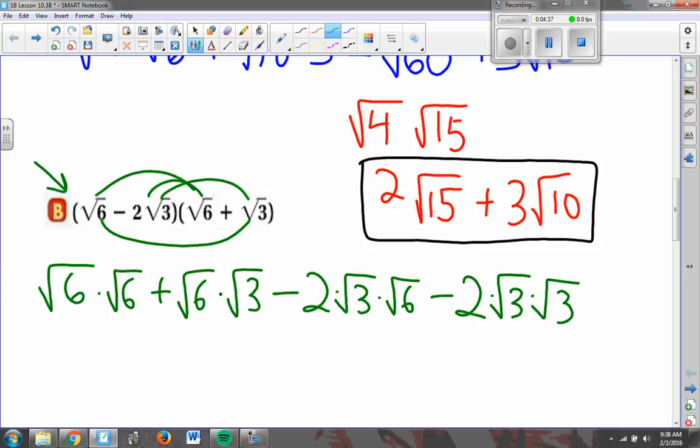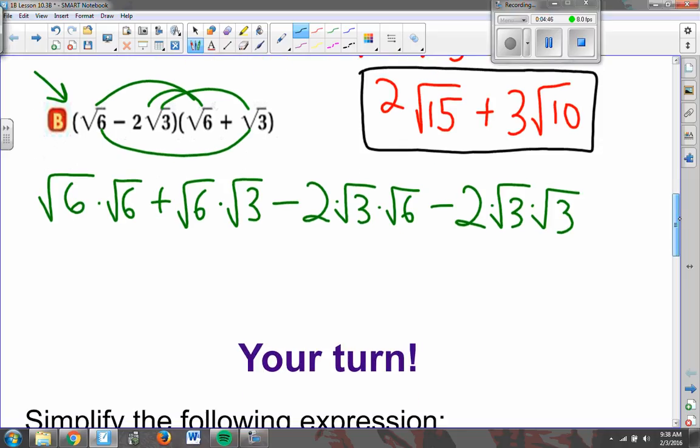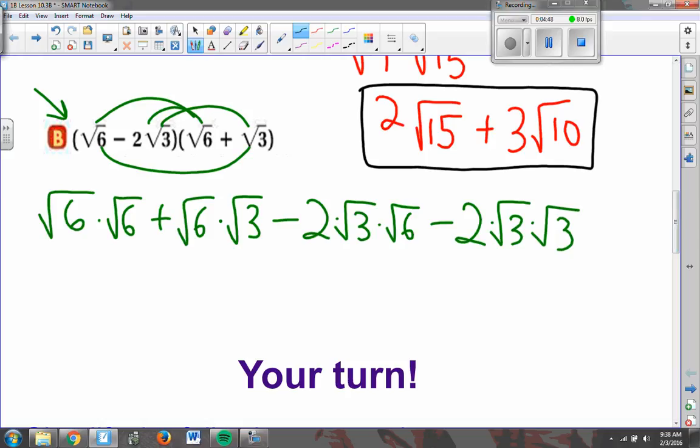So that's what I get when I FOIL, and now my job is to take each piece of this and simplify it as much as I can and see what I can combine. I will start on the far left with the square root of 6 times the square root of 6. That is the square root of 36. Because I can just put both of those 6's under a square root, multiply them together. Okay. The same thing in the second one, that's the square root of 18.